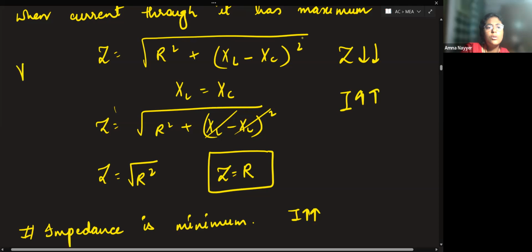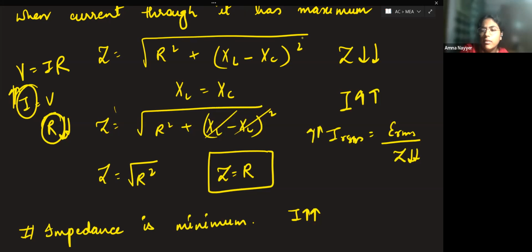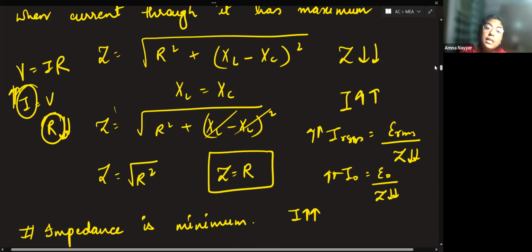Even if you see your Ohm's law, V is equal to IR, I can be written as V by R. If you keep on decreasing the resistance, the value of current will keep on increasing. Similarly, here also, IRMS is ERMS by Z. If Z is less, I will be more. Even if you write I naught is equal to E naught by Z, Z will be less, I naught will be more. So in short, when impedance is maximum, current is minimum; when impedance is minimum, current is maximum.